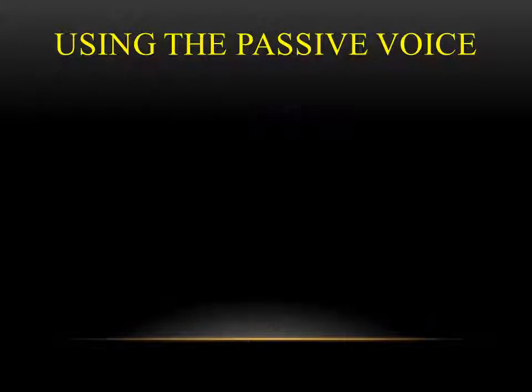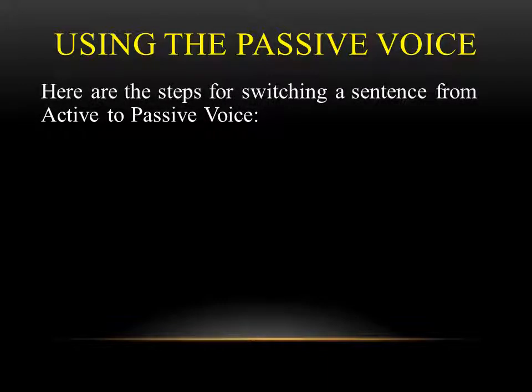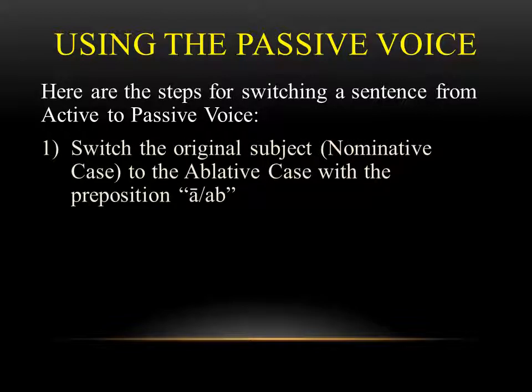So let's break down those steps that I just did on our example into an outline so you can follow along. The first thing you do if you want to change a sentence from active to passive is change the original subject, which will be in the nominative case in your first sentence, to the ablative case in your new sentence. You're going to be using the preposition a or ab, which means by. You're showing the agency. In other words, you're showing who's doing the action. But remember, when you have a passive voice sentence, the person or people doing the action is not your subject.